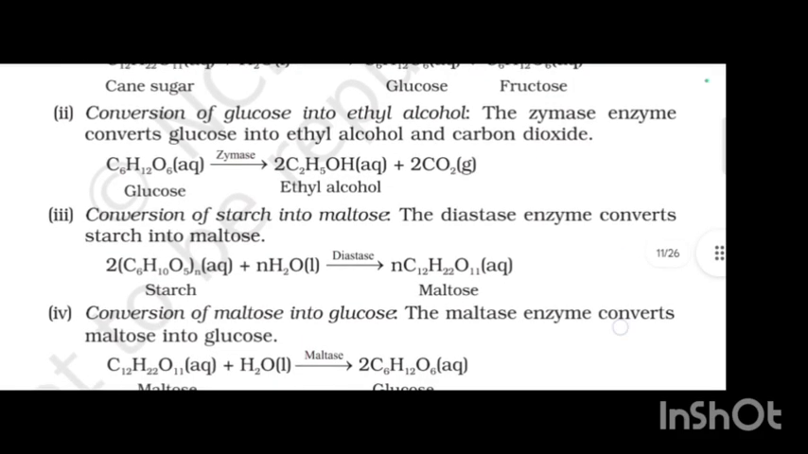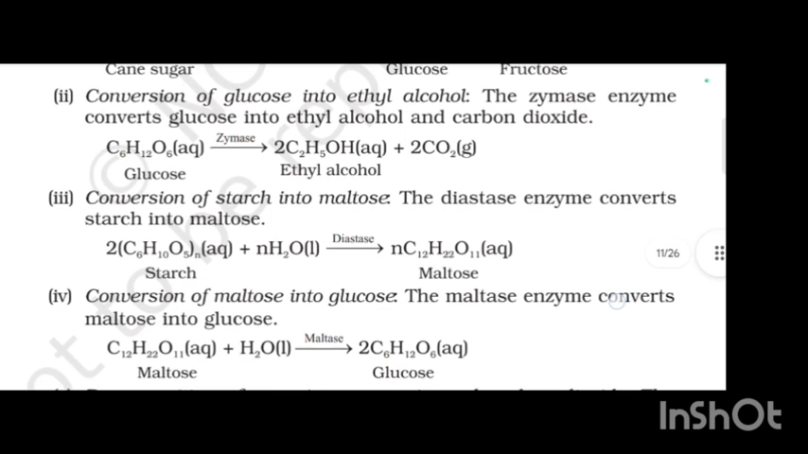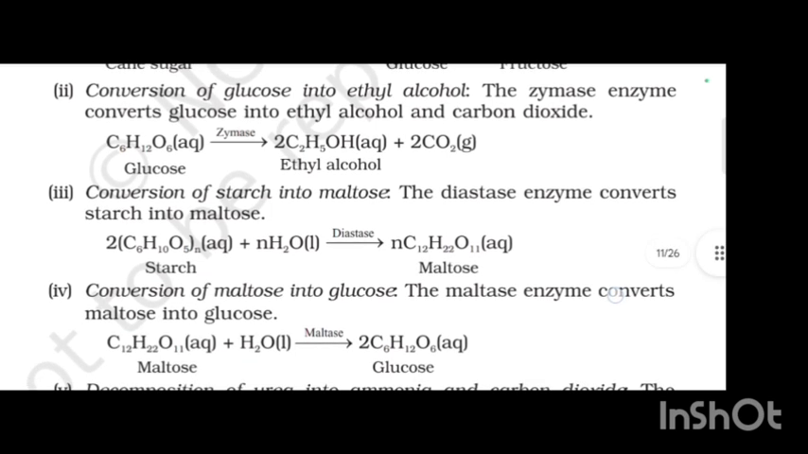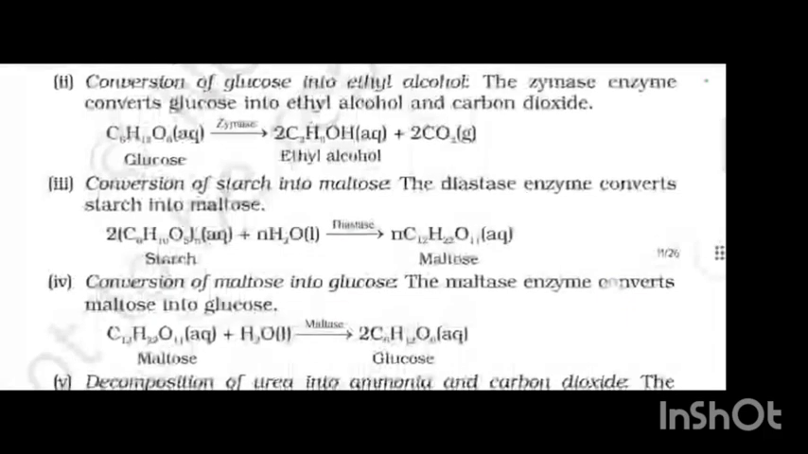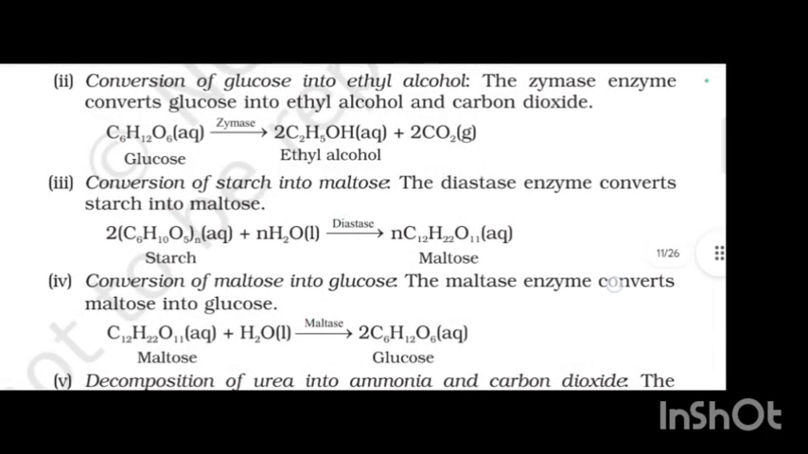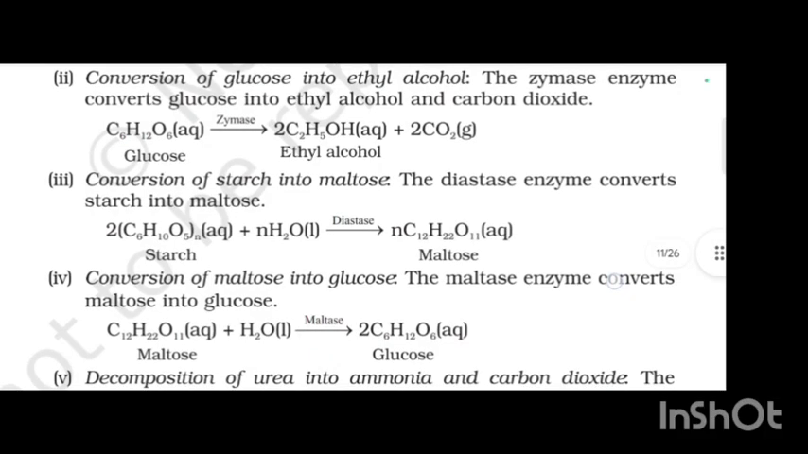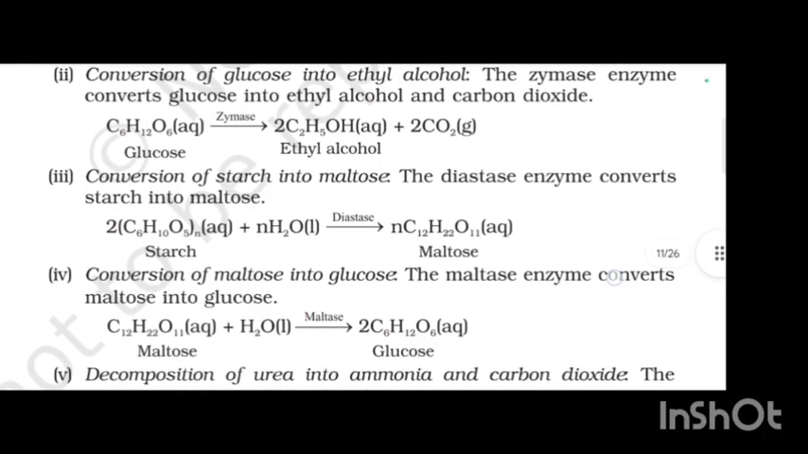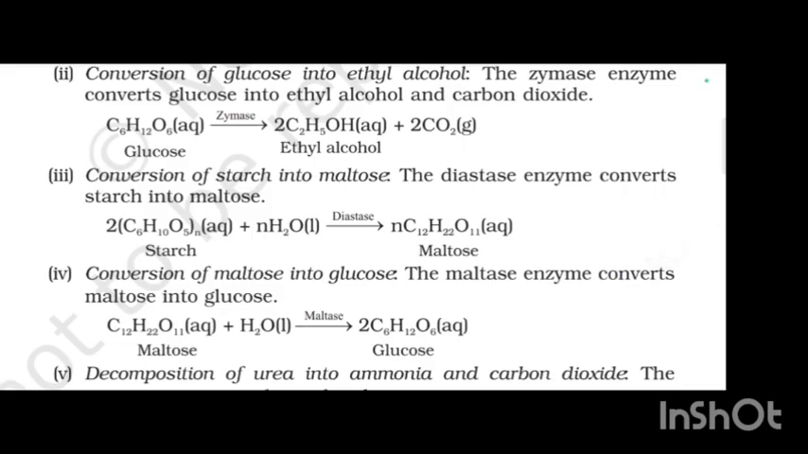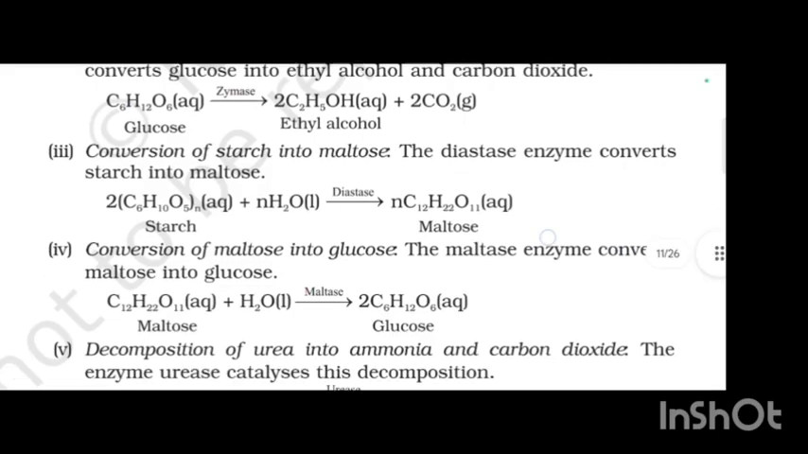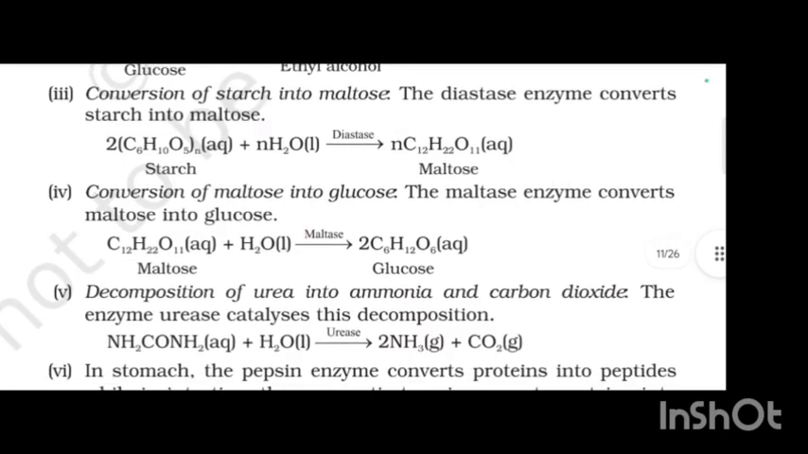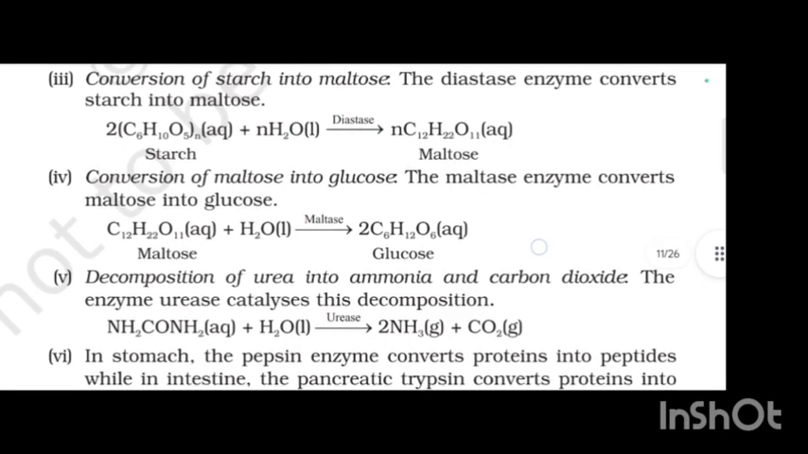Second, conversion of glucose into ethyl alcohol. The zymase enzyme converts glucose into ethyl alcohol and carbon dioxide. C6H12O6 aqueous glucose in presence of zymase gives 2C2H5OH aqueous ethyl alcohol plus 2CO2 gas. Third, conversion of starch into maltose. The diastase enzyme converts starch into maltose.